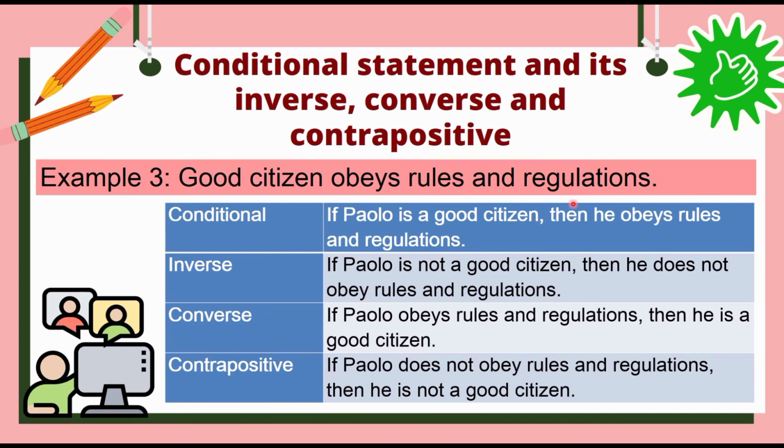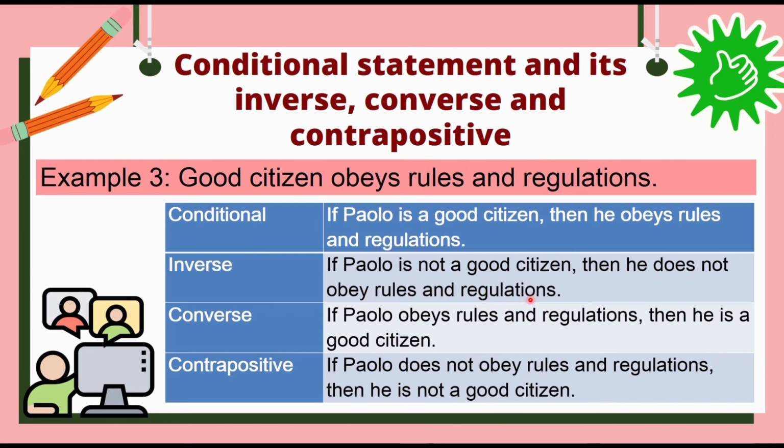Okay. If Paulo is a good citizen, then he obeys rules and regulations. Okay, so that is our conditional statement. Our hypothesis is Paulo is a good citizen. Our conclusion is he obeys rules and regulations. So next is our inverse. So let us negate our conditional. If Paulo is not a good citizen, then he does not obey rules and regulations.